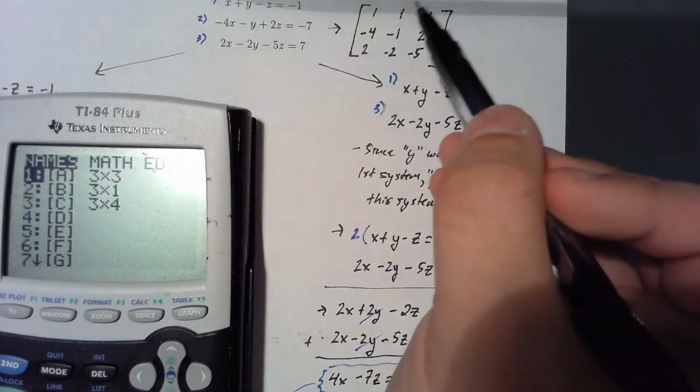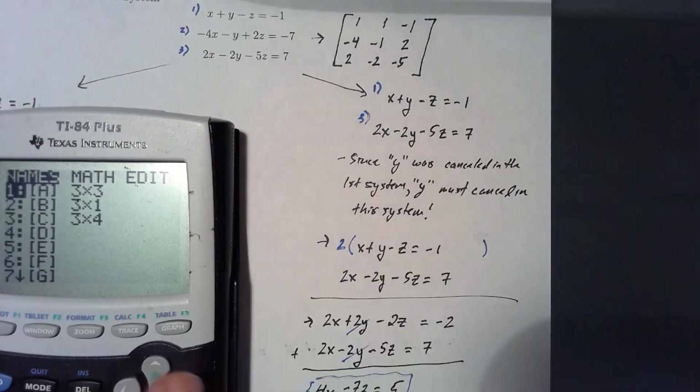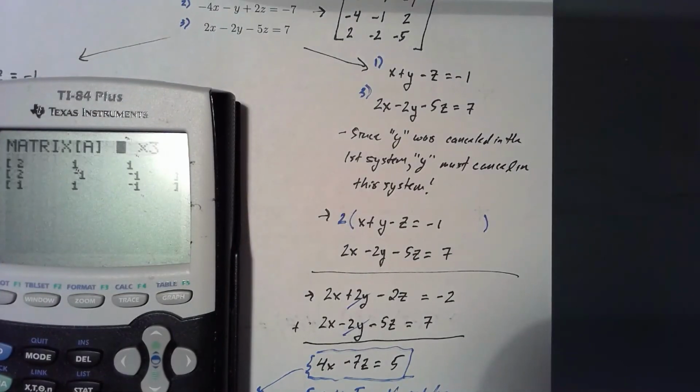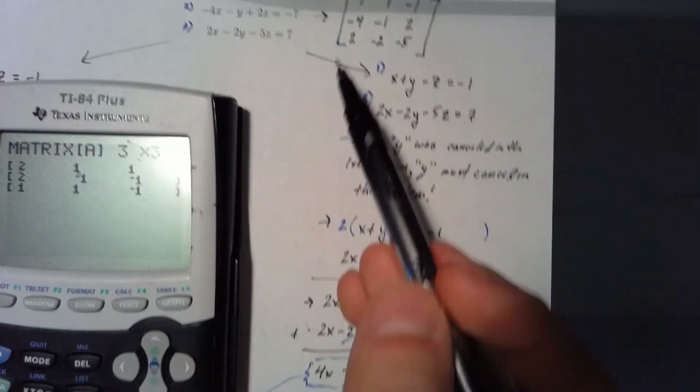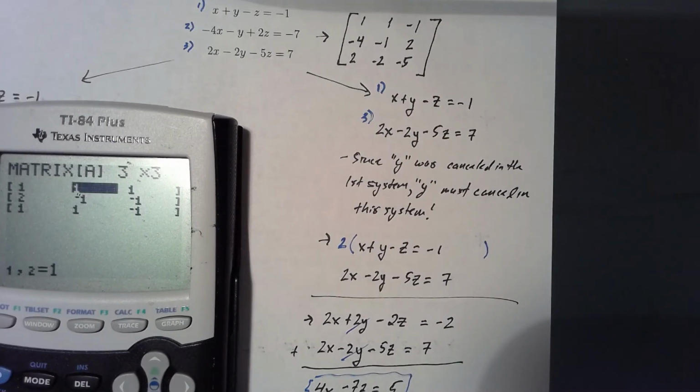So this is a 3x3 matrix because I have 3 rows and 3 columns. So if I edit the 3x3 that I have, as you can see, I could type in those values into this 3x3 matrix. So if I do that, 1, 1, negative 1, negative 4, negative 1, 2, 2, negative 2, negative 5. So that's my matrix.